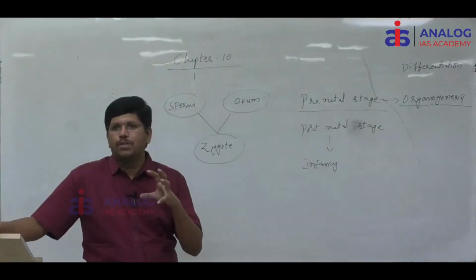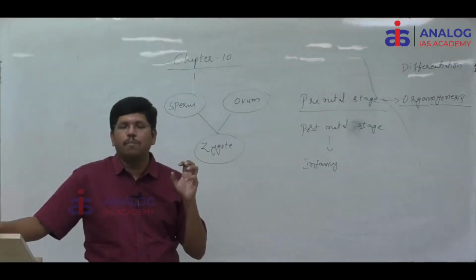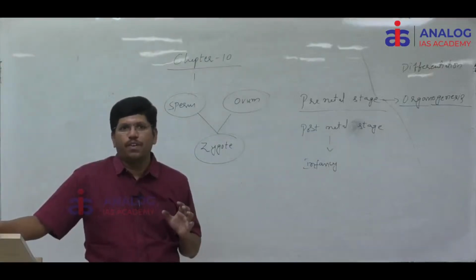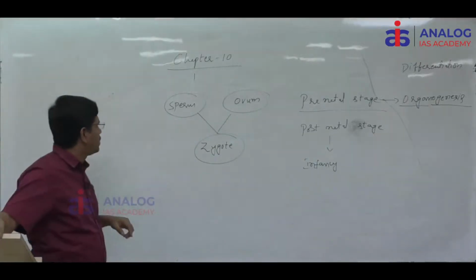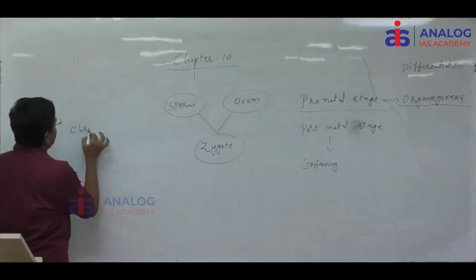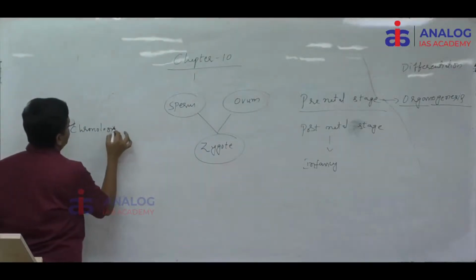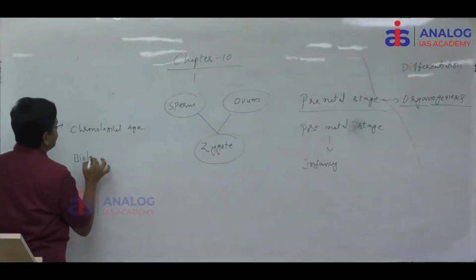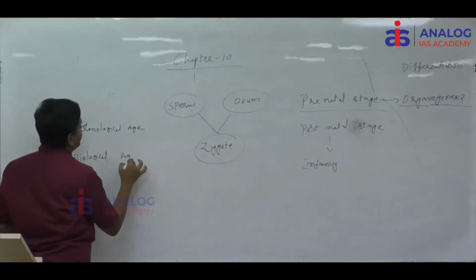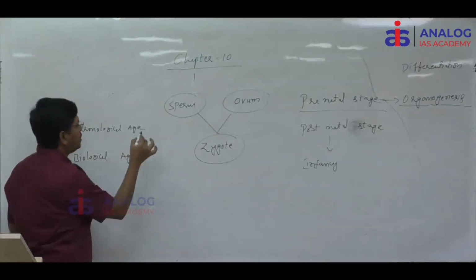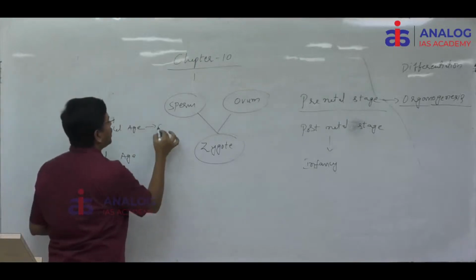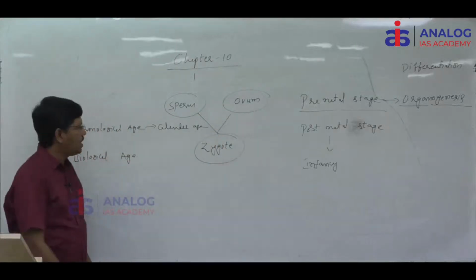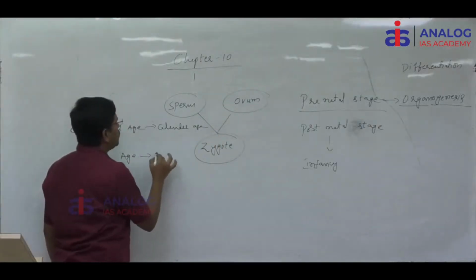Females come to sexual maturity at the age of 10 years. Males come to sexual maturity at the age of 12 years. Here I have to tell two concepts. One is chronological age. Second one is biological age. Chronological age means age based on calendar age. Biological age means age based on maturity of our body.